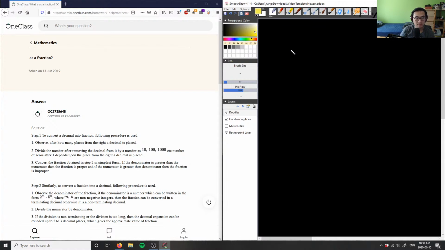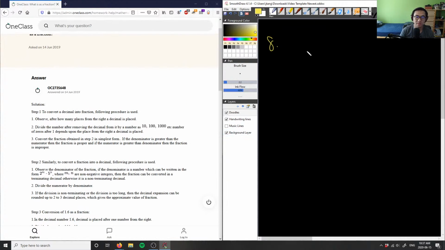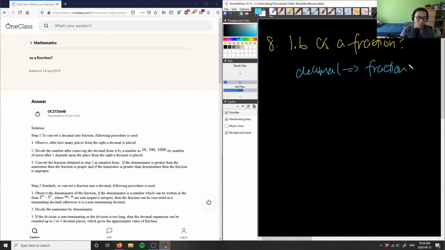Number 8. I think the question got cut off here, but I think it's 1.6, 1.6 as a fraction. So converting from decimals to fractions here. What we can do is, well, 1.6 as a fraction, we have some type of decimal, and we want to change it to a fraction.